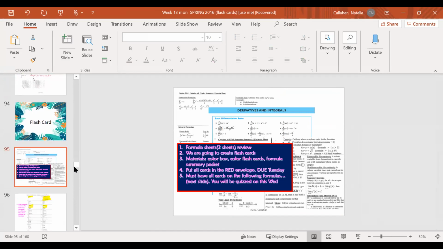Other than that, you guys, that's basically it. So start on your Albert.io, start memorizing your formulas, and then start looking at your free response questions.